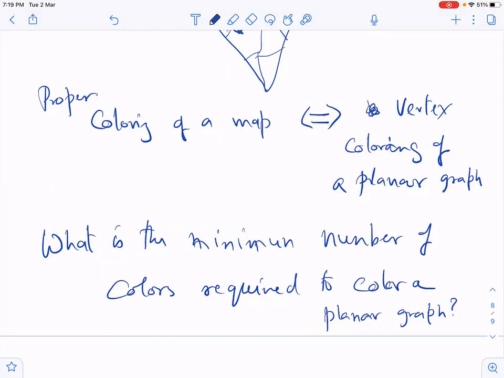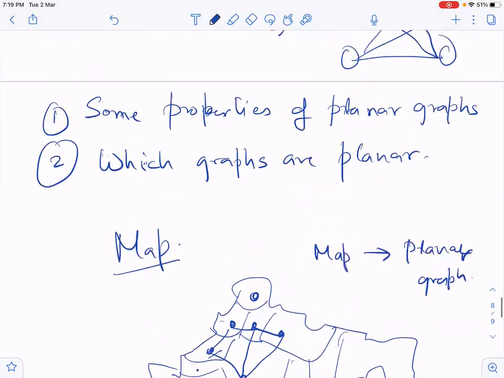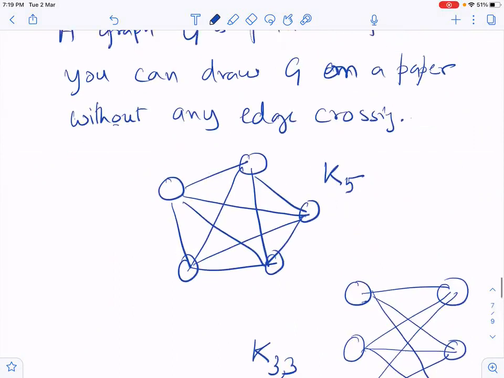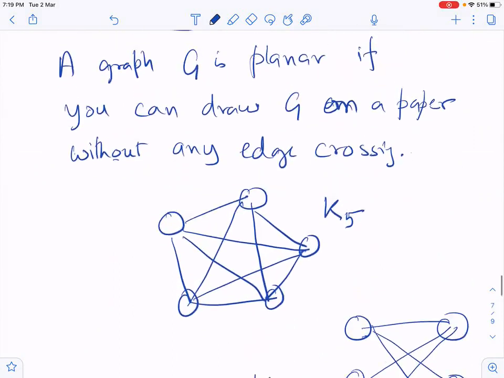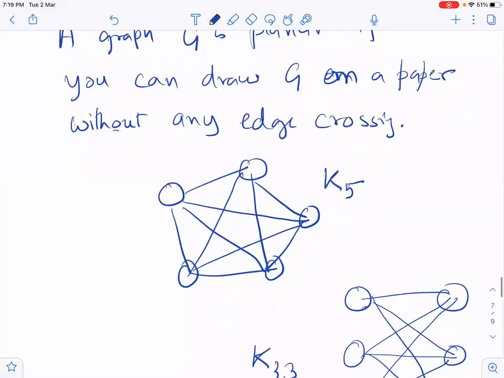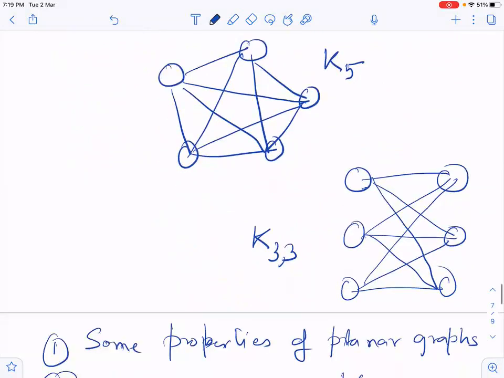So this is exactly what we will be doing in the next class, and I would encourage you to please go over this concept of planarity and prove that K5 and K3,3 are not planar. Okay.